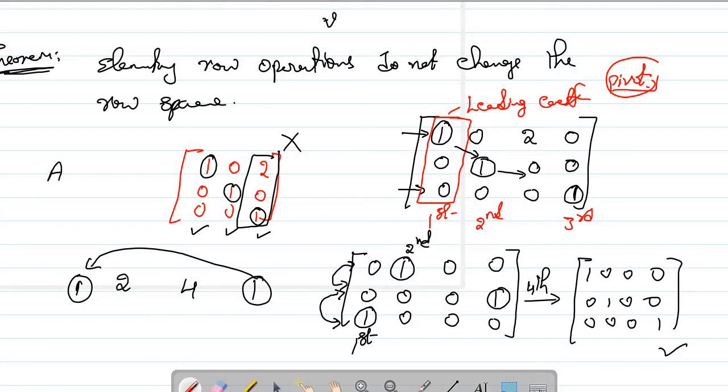First, the first non-zero entry in each row must be 1. Then, if a column contains a pivot element, the rest of the elements in that column are 0, and the pivot elements must be arranged in increasing order. And one more thing: if there are any zero rows, you must keep them at the bottom of the matrix. So if a matrix satisfies all these 4 properties, I say that matrix is in the reduced echelon form.